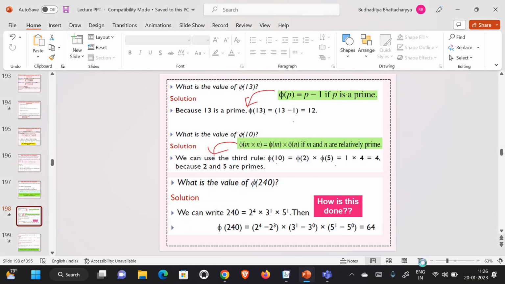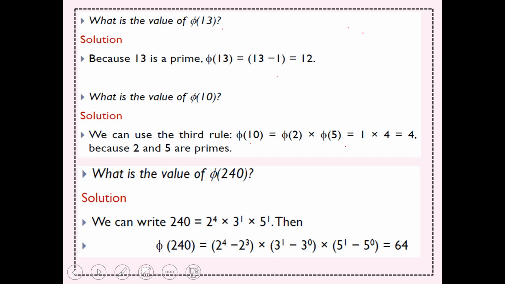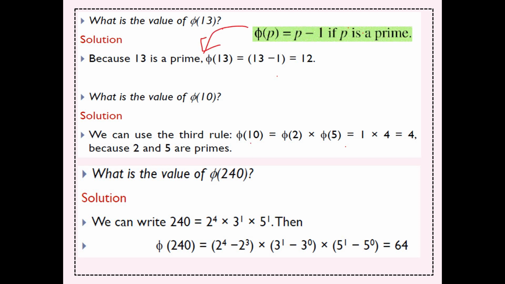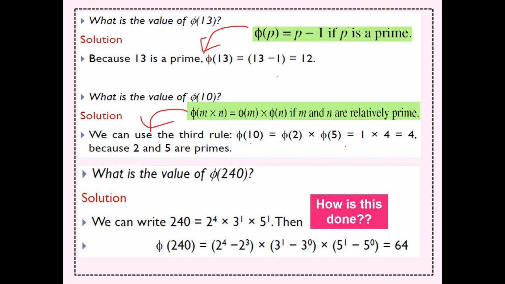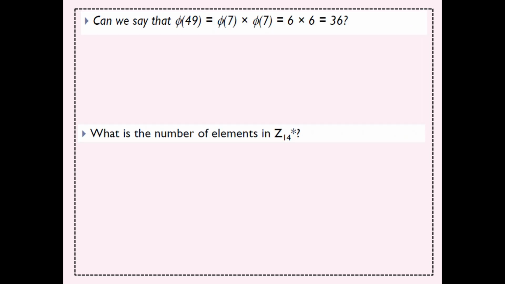Okay. So now we are in a position. This already we have done. Now let's see whether you have understood this with these two questions. Phi of 49. All right.